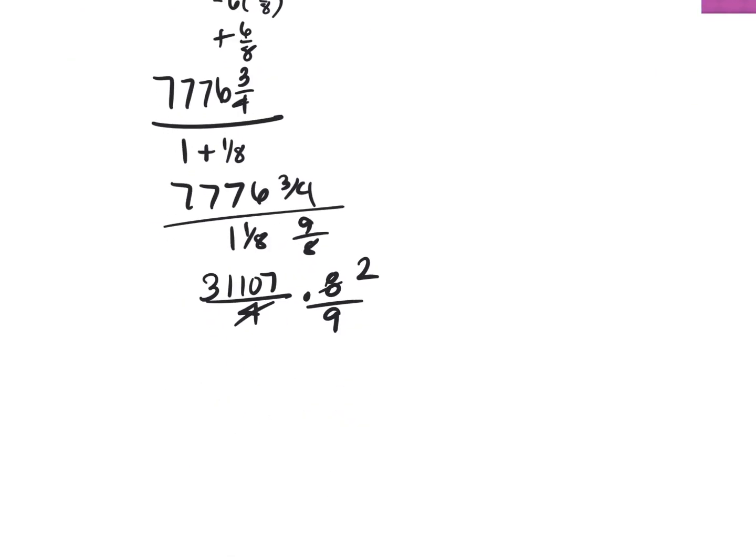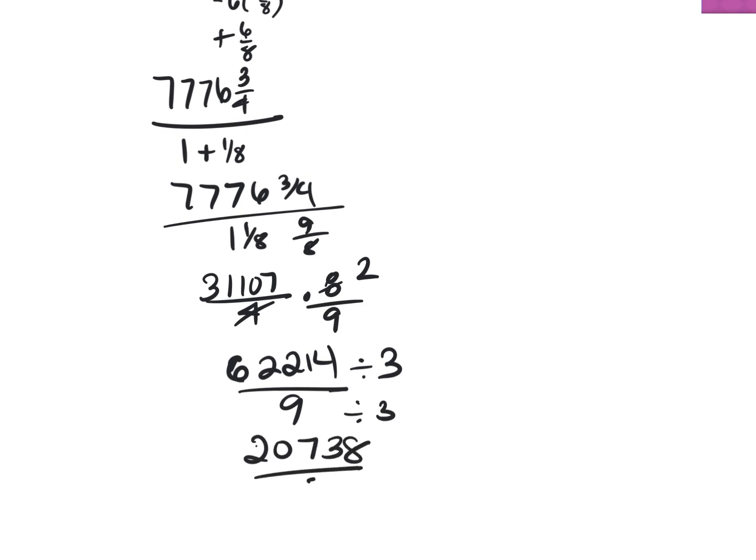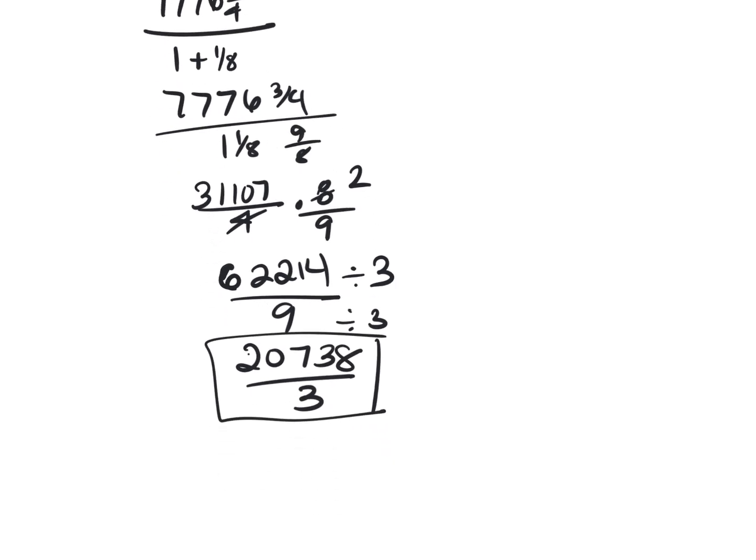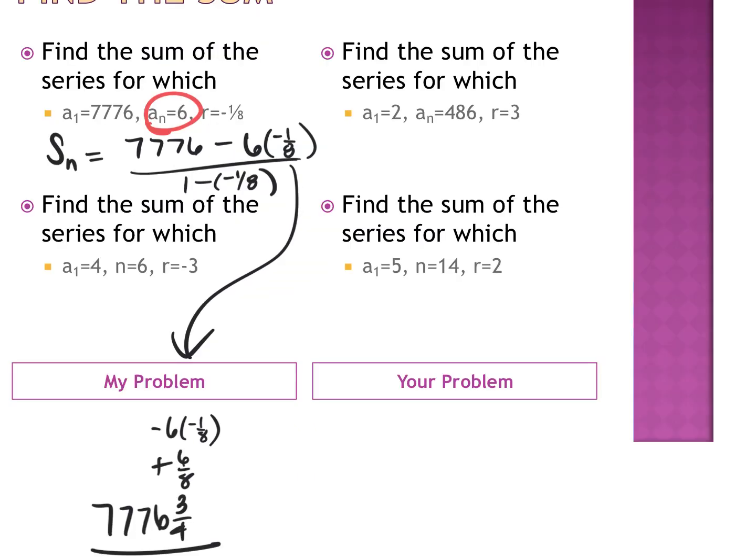So that's 62,214 over 9. Can I divide that by 3? I can reduce that a little bit to 20,738 thirds. And that's about 6,912.67. But we really like the fraction answer.